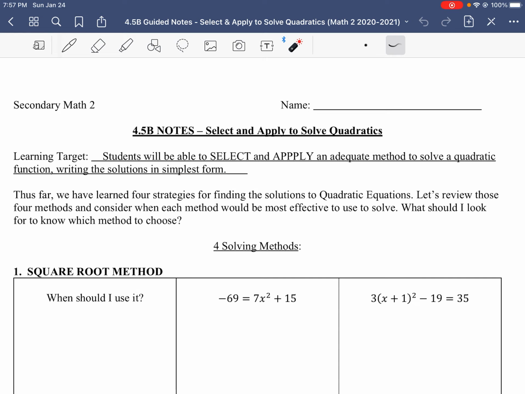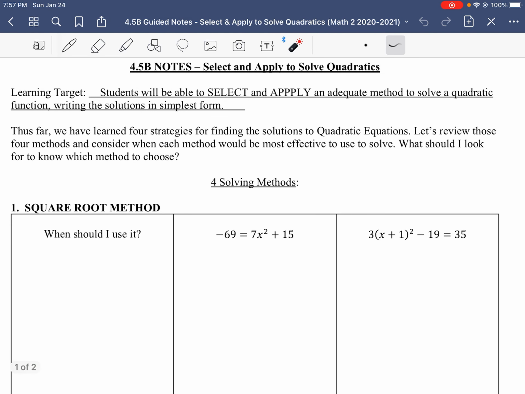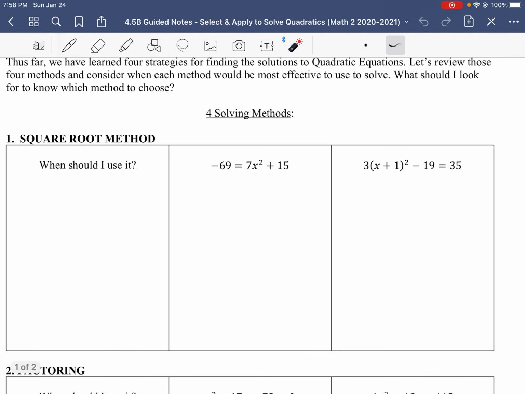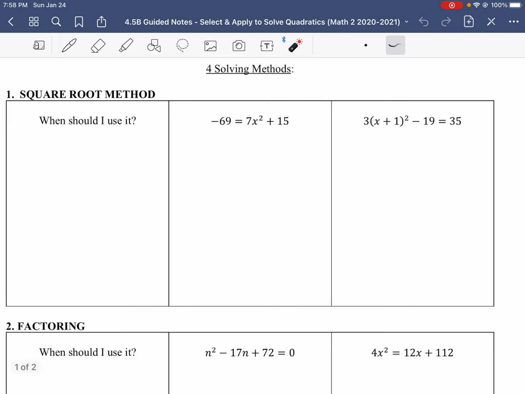I just want to put all of the methods in one place now that we've made it through chapter 4 and talk about when we would use each method. Thus far we've learned 4 strategies for solving quadratic equations. Let's review those 4 methods, 3 of which are algebraic. We're going to talk about what the equation looks like and when we would choose that method. The last one is just graphing, if we want to check our answers, or if we don't know what else to do, then we can graph.